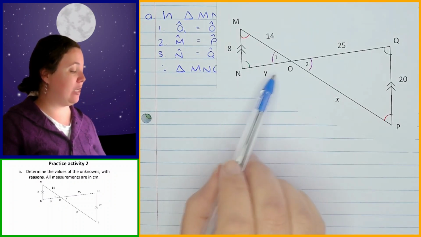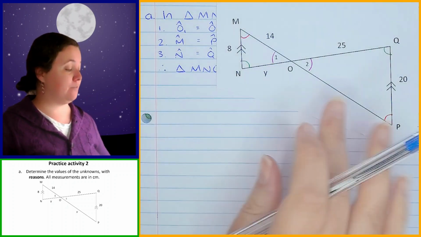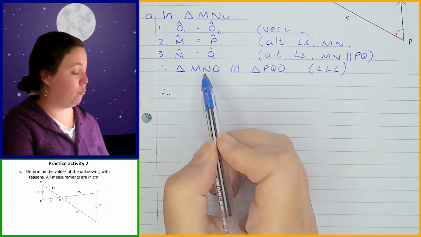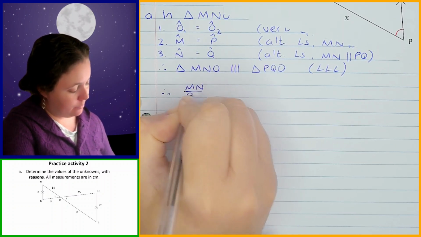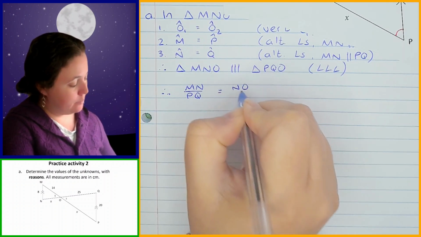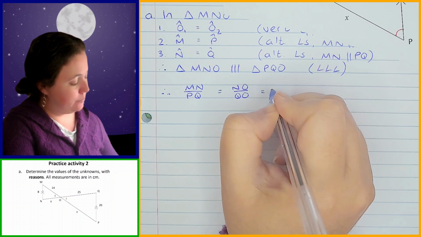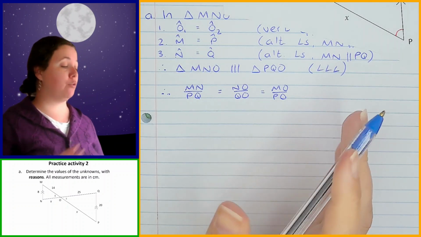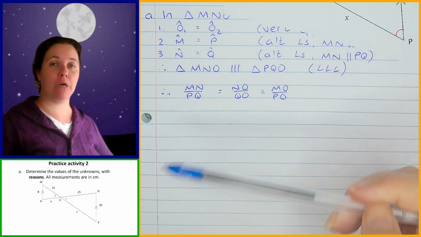So now I'm going to go and find the value of x and y by using the fact that similar triangles must be in proportion. So now I can say, therefore, the sides must be in proportion. So MN over PQ equals NO over QO equals MO over PO. And again, just like I said when we were doing the proof earlier, you need to make sure that you always have the same triangle on the top and the same triangle on the bottom.